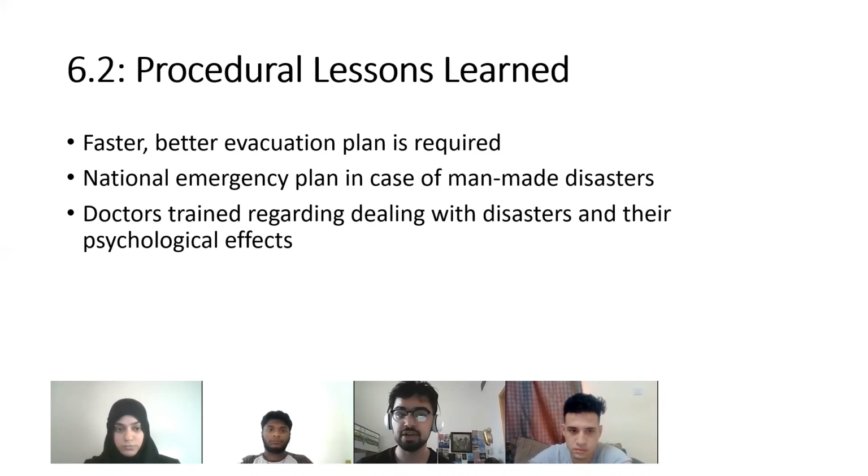Doctors trained regarding dealing with disasters and their psychological effects should be present when dealing with situations like Chernobyl or other large disasters.